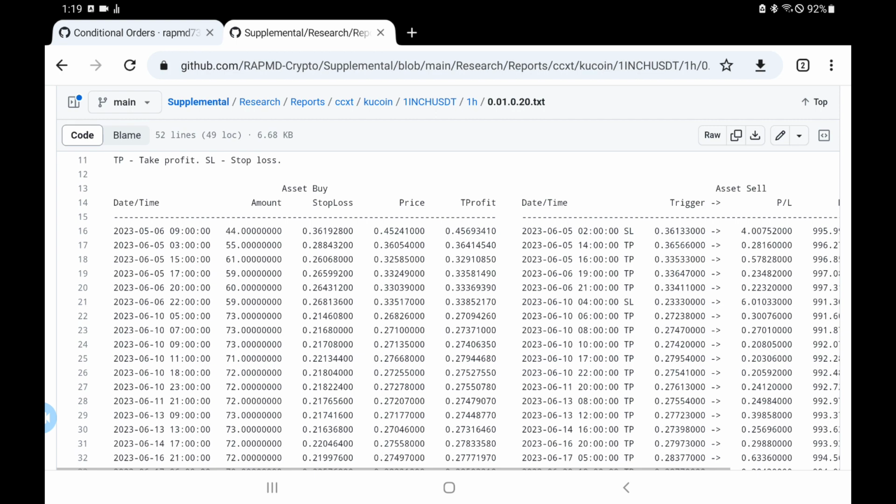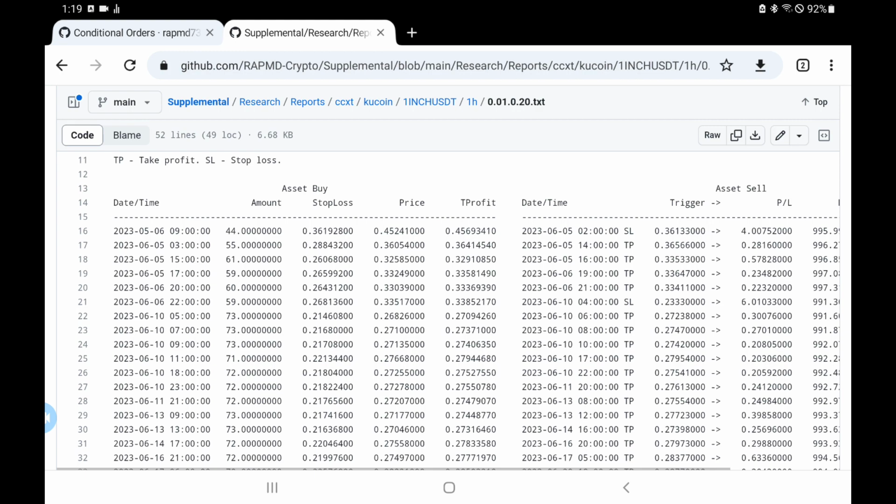Each one of these is broken up into a column, with two major columns throughout the entire table, the buy side and the sell side, the buy side being on the left. So on the left hand side, the buy side, date time is the time that this purchase took place.